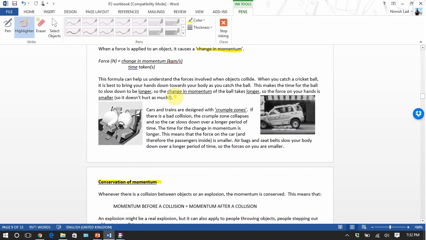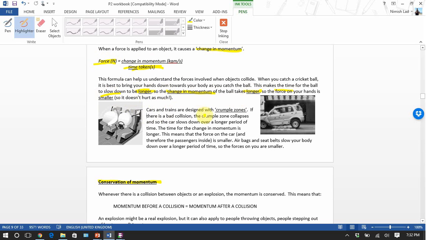So when you catch a cricket ball, you bring your hands in towards your body as you catch the ball. This makes the time for the ball to slow down longer. Okay, so it increases the time. So the change in momentum takes longer. Okay, so the force is therefore smaller. Remember, if the time is now bigger, the force is smaller. It just means when you catch the ball, it doesn't hurt as much, or it's less likely to pop out of your hands.